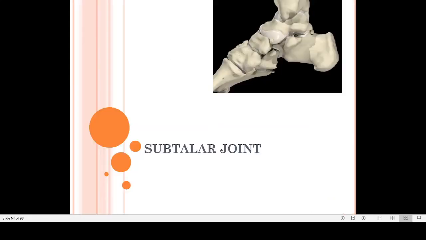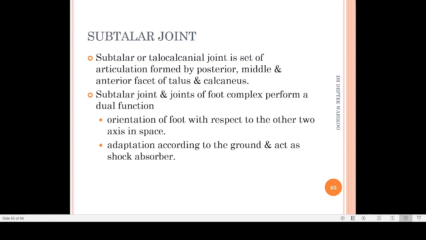Next is the subtalar joint. The subtalar or talocalcaneal joint is a set of articulations formed by the posterior, middle and anterior facets of the talus and calcaneum. The subtalar joint and joints of the foot complex perform a dual function. First is the orientation of the foot with respect to the other two axes in space, and second is the adaptation to the ground, acting as a shock absorber, which gives it a very important significance in your ankle complex.